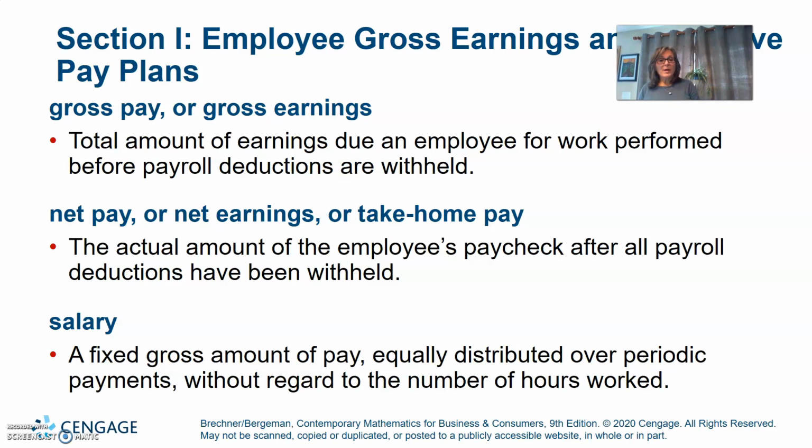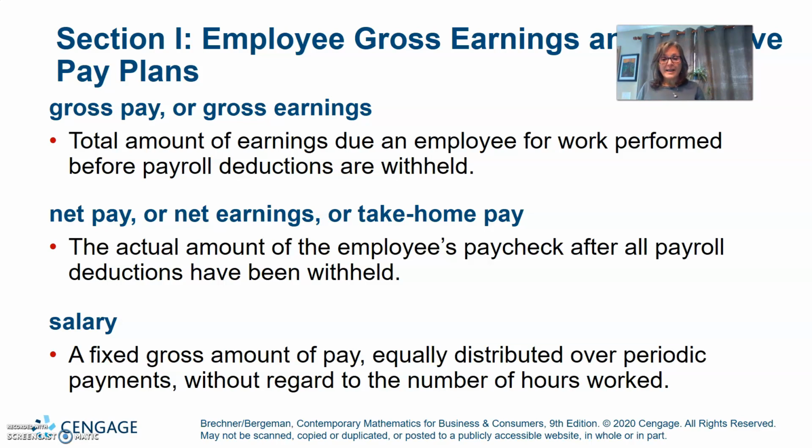So section 1, employee gross earnings and incentive pay plans. There's gross pay or gross earnings, and this is just the language you need to know: the total amount of earnings due an employee for work performed before payroll deductions are withheld. So your gross pay is your overall pay before anything is pulled out of it, and there's a lot of things that can potentially be pulled out of it. Your net pay or net earnings or take-home pay, all of these mean the same thing, are the actual amount of the employee's paycheck after all payroll deductions have been withheld. So that's what you actually put in the bank or cash and put in your pocket.